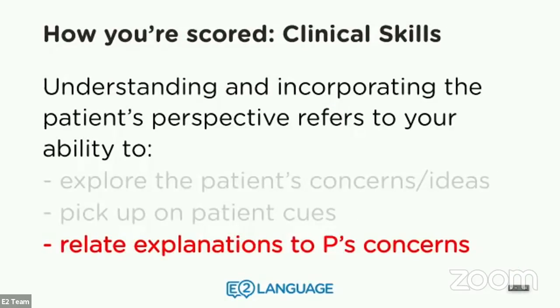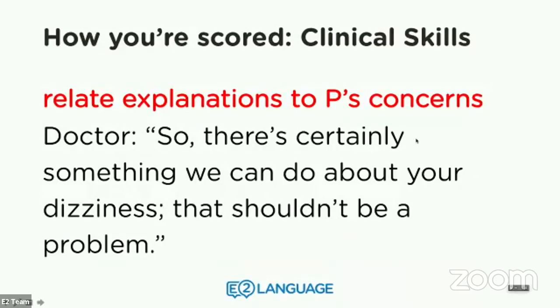Okie dokie. The last one for understanding the patient's perspective is relating explanations to the patient's concerns. So the doctor might say something like, "There's certainly something we can do about your dizziness. That shouldn't be a problem," because earlier on, the patient mentioned being concerned about dizziness. So then the doctor relates the explanation to the patient's concerns, and puts the patient at ease. Here we go.